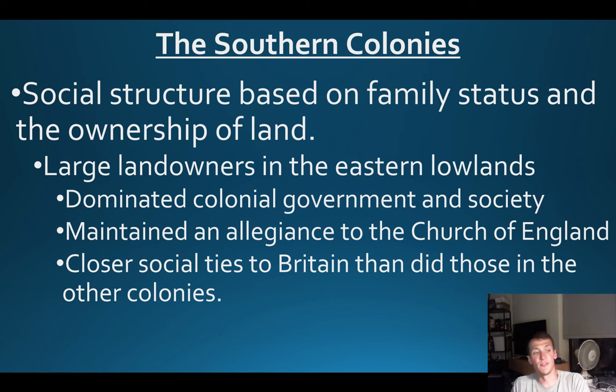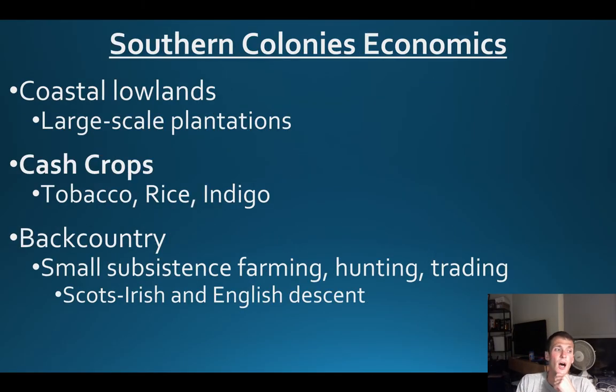As a result of these things and the tobacco trade, they're going to have much closer ties to Great Britain, right? So you have those coastal lowlands, where you get these large plantations. The big cash crops are tobacco, rice, and indigo. You also have this backcountry area, where you're going to have smaller subsistence farming, right? You don't have these huge plantations with slaves, but people going farther west. They're hunting, they're trading. A lot of people are going to be from Scotland or Ireland, and even English descent.